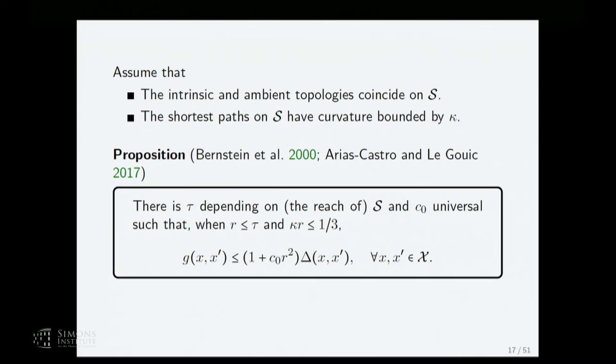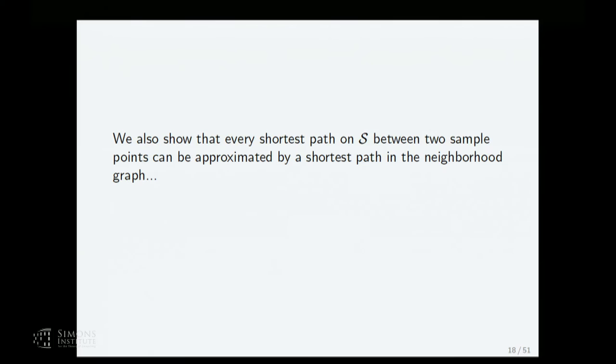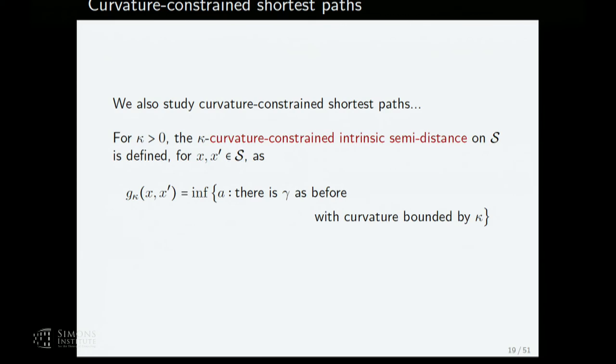So the main contribution there, we also show that not only are we approximating the distances, but you can also approximate the actual paths. So shortest paths in the graphs correspond to shortest paths on the surface. So we also add that. And the main focus of the paper is on curvature constrained shortest paths and their distances. This can be seen as a regularization of just shortest paths, which come with no constraint really.